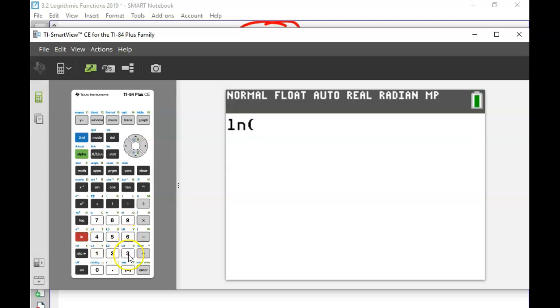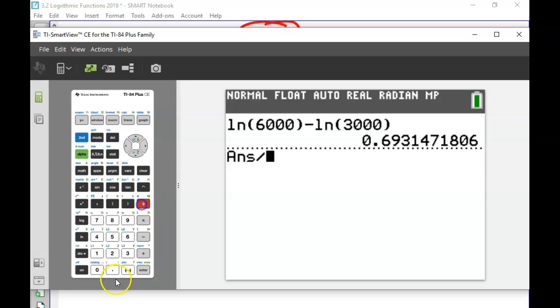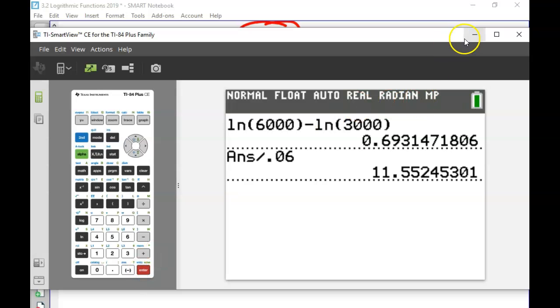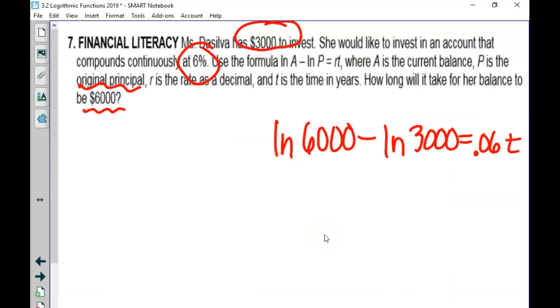It was the 3,000 first. Thank you. That would make sense. Minus ln of 3,000. You do have to close the first parenthesis there. And then divided by 0.06. Anybody get 11.5 years? Okay. And we're just going to go with that for today and we'll be done. 11.55 years or 11.6 years.